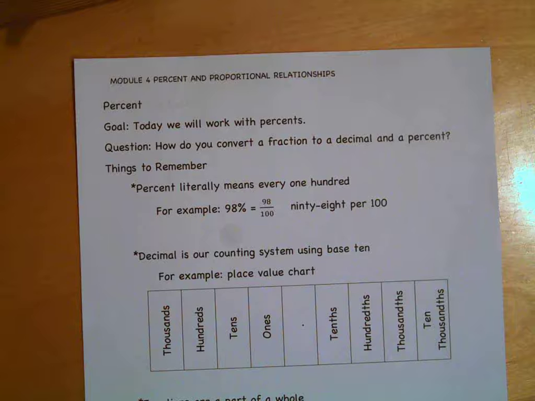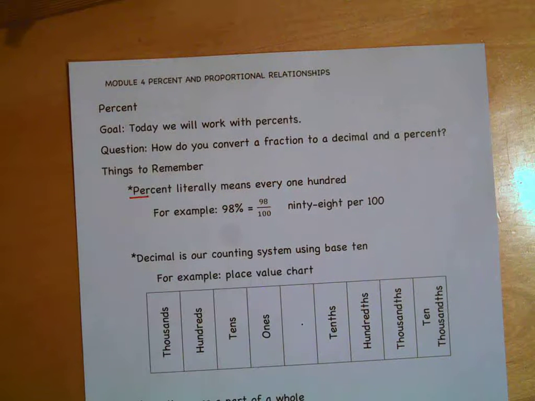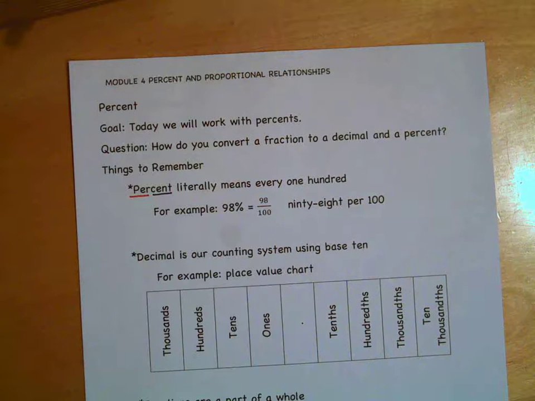Percent, when you see the word percent, it literally means every 100. And the reason why we know this is because the word per means every or something compared to it, and then cent is the meaning of 100 because there are 100 cents in $1, so it's per cent, so per 100. So percent literally means every 100.